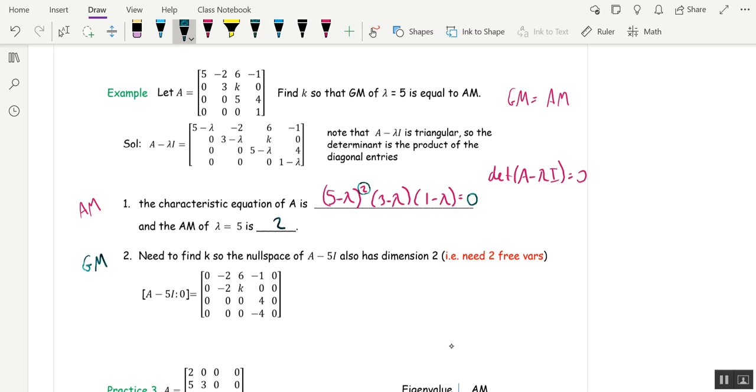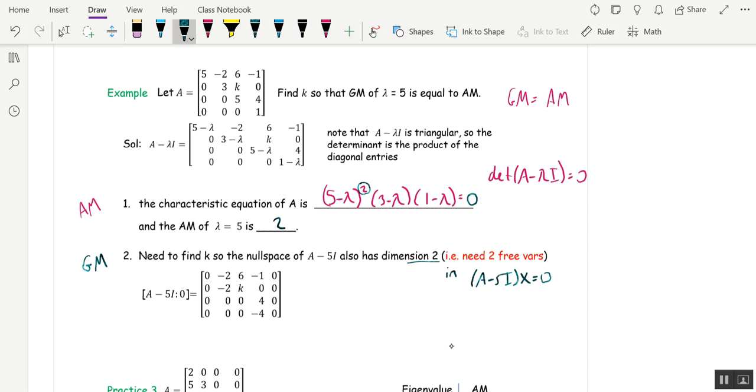Now, remember about dimensions and null spaces. Each free variable in the equation AX equals 0 gives you a basis vector, so it adds one to the dimension. So what we need is 2 free variables in the equation A minus 5I times X equals 0, because each free variable will give us a basis vector, and we want 2 basis vectors because we want the dimension of the eigenspace to be 2.